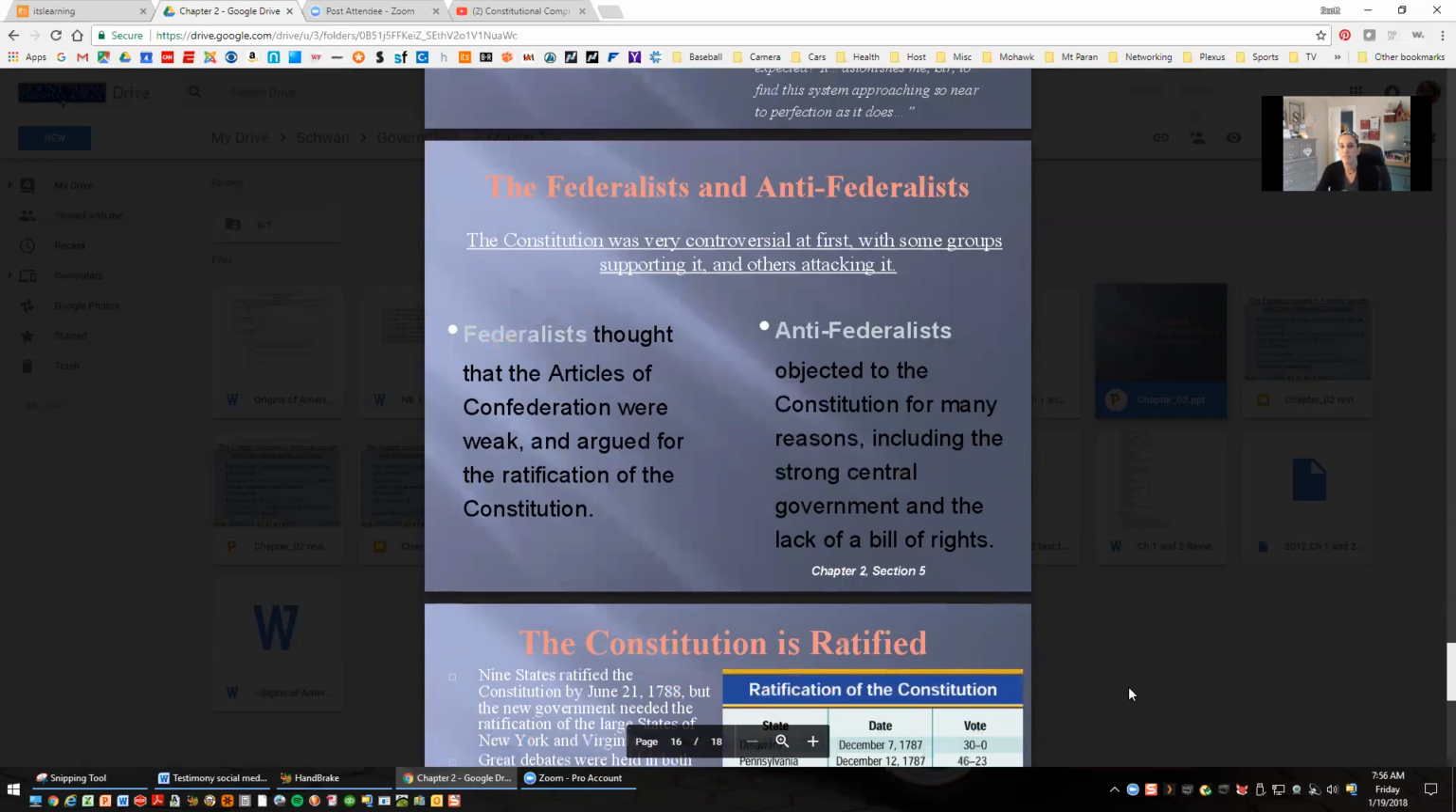So this debate between the Federalists and the Anti-Federalists is going to ensue in the states. The Federalists thought that the Articles of Confederation were weak. They argued for the ratification of the Constitution. Anti-Federalists objected to the Constitution for many reasons, but most importantly because they feared a strong central government and the lack of a Bill of Rights.